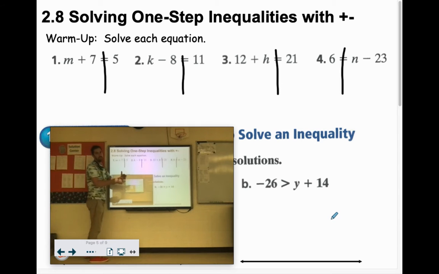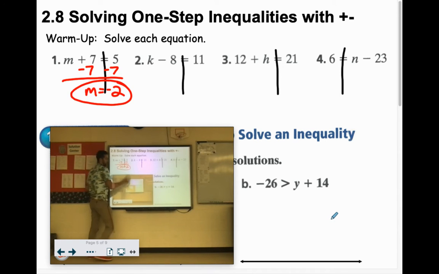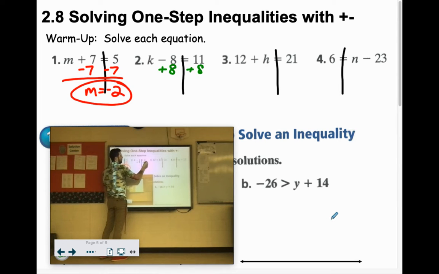m plus 7, to get m all alone, we have to subtract 7. Do it to the other side as well. 5 minus 7 is negative 2. Here we have to get rid of minus 8, so we will add 8 to both sides. k equals 19.